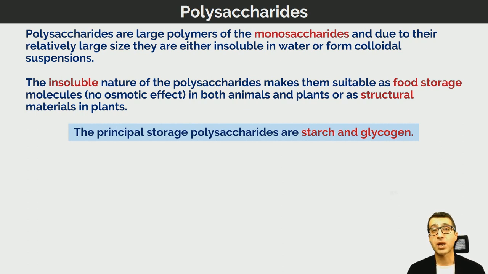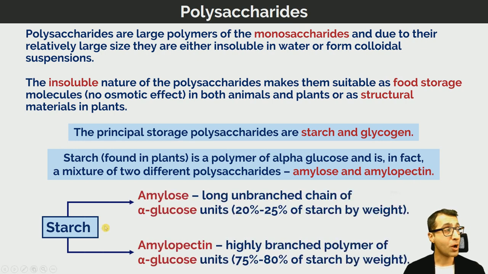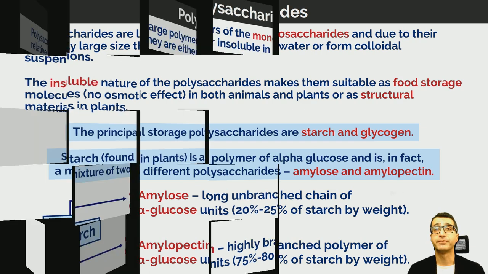Now starch, which is found in plants, is a polymer of alpha glucose and is in fact a mixture of two different polysaccharides, so amylose and amylopectin. So the starch molecules that you find are actually rather more complex. So starch is formed of two types of chains of alpha subunits. So amylose is made up of long unbranched chains of alpha glucose, and this makes up about 20 to 25% of starch by weight. And amylopectin is formed of a highly branched polymer of alpha glucose, and that makes up the remainder of starch by weight.